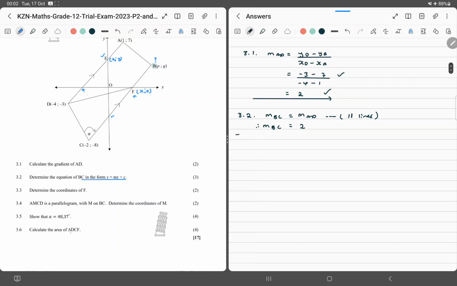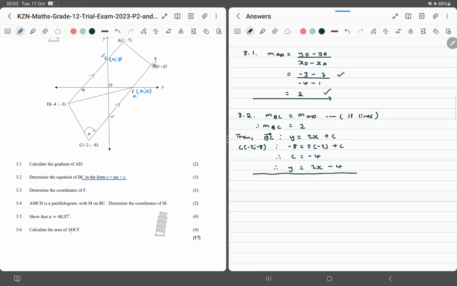Okay, so we can say then BC as a line is such that y is equal to 2x plus c. Now we can see that through point C, which is (-2, -8), when we substitute that point into this equation, we will find out that our c becomes... this is minus 4. When we transpose, it's a plus 4. Minus 8 plus 4 is minus 4. Therefore, the equation of BC is y = 2x minus 4.